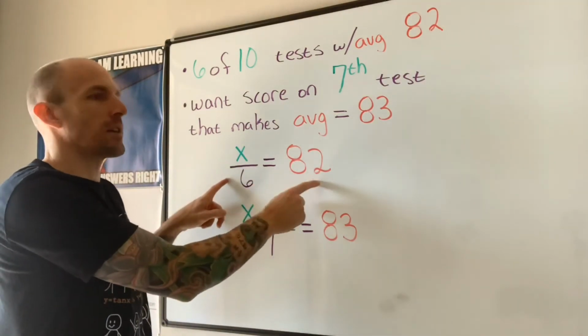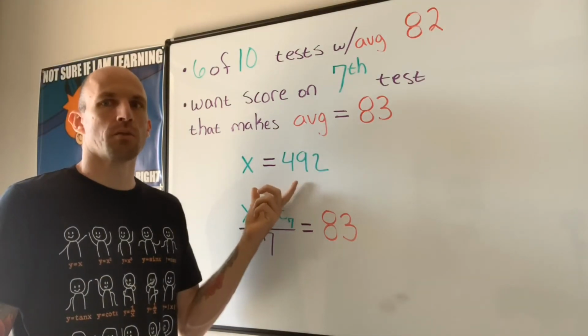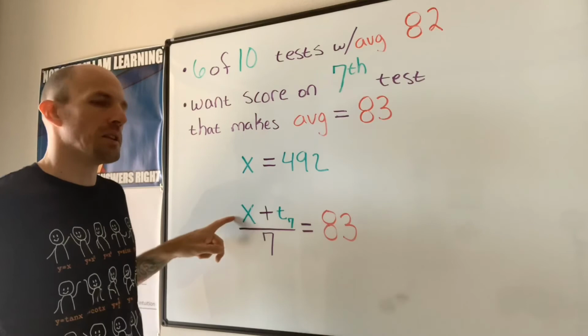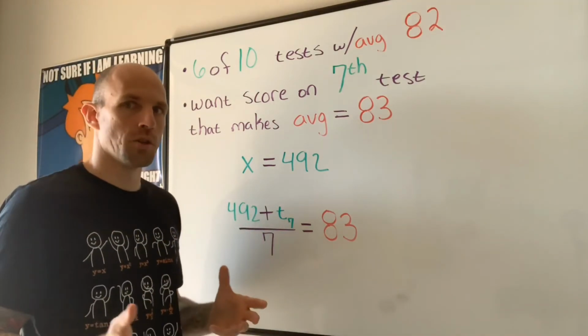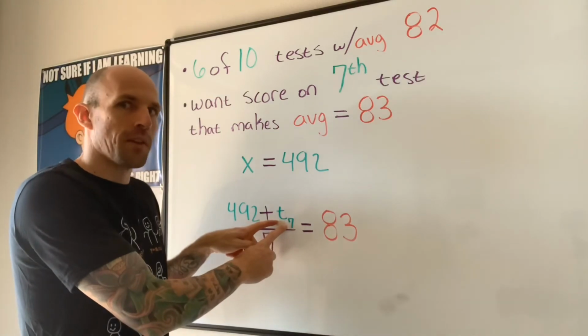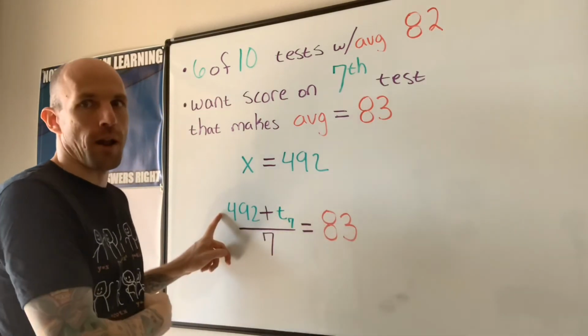We'll solve for x using the first one. Multiplying both sides of the equation by 6 gives us x equals 492, and that's a value we can substitute into our second equation. Now we solve our second equation for the value of the 7th test score. We'll multiply both sides by 7, then subtract 492.